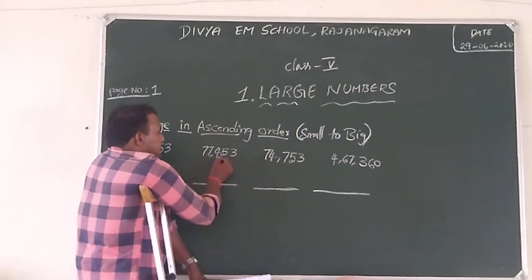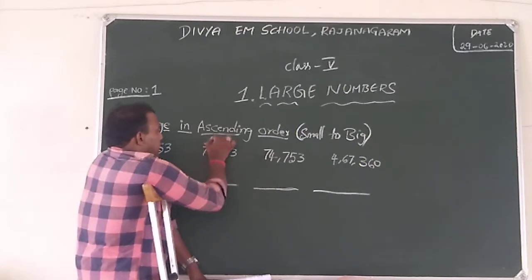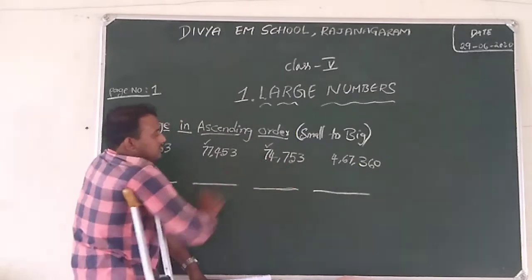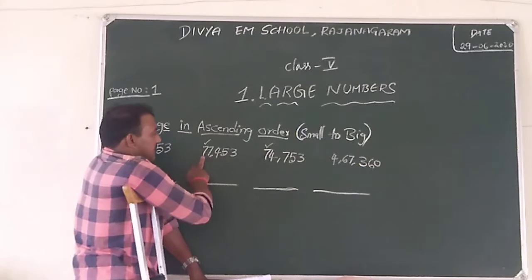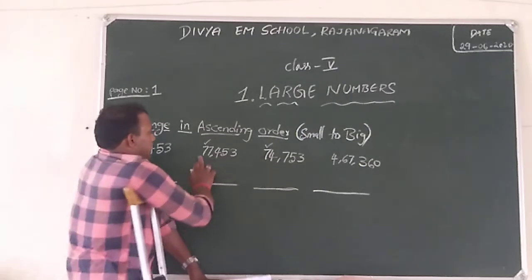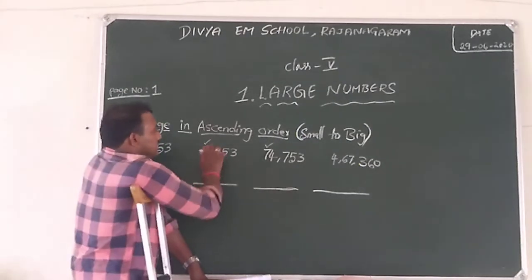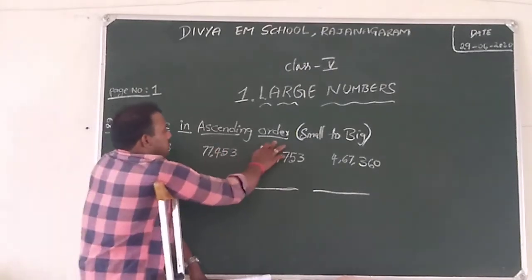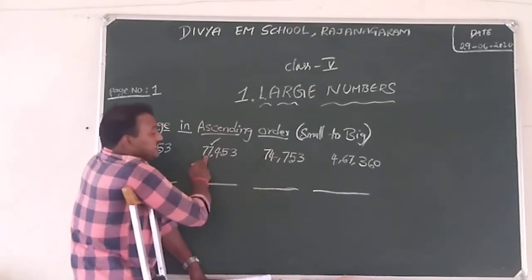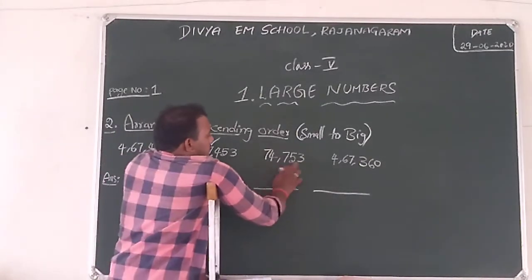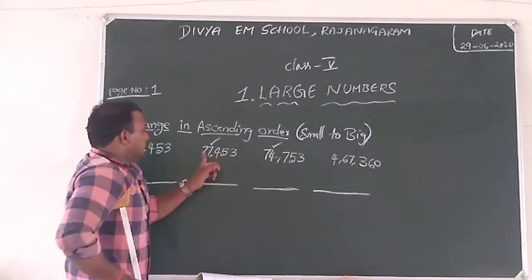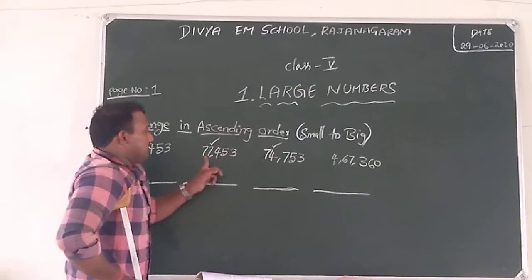Ones, tens, hundreds, thousands, ten thousands. We compare from the ten thousands place first. Here in ten thousands the digit is 7, and here in ten thousands it is also 7. So 7 and 7 are equal. Let's move to the thousands place. Here in thousands we have 7, and in this number in thousands we have 4. Comparing 7 and 4, 4 is smaller.